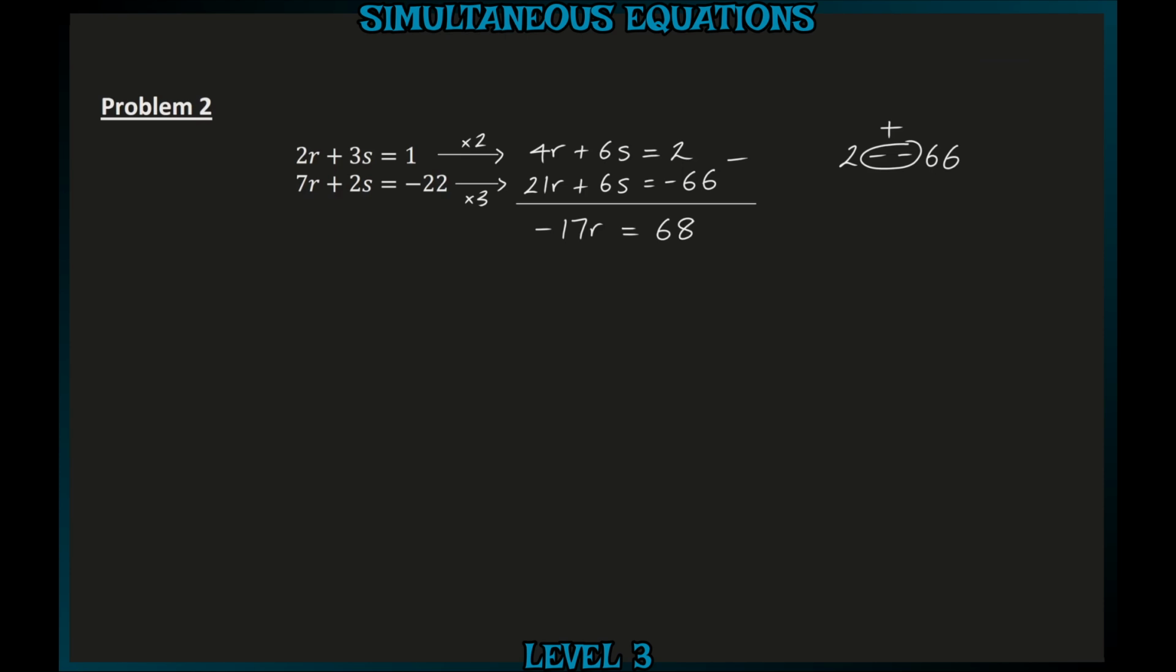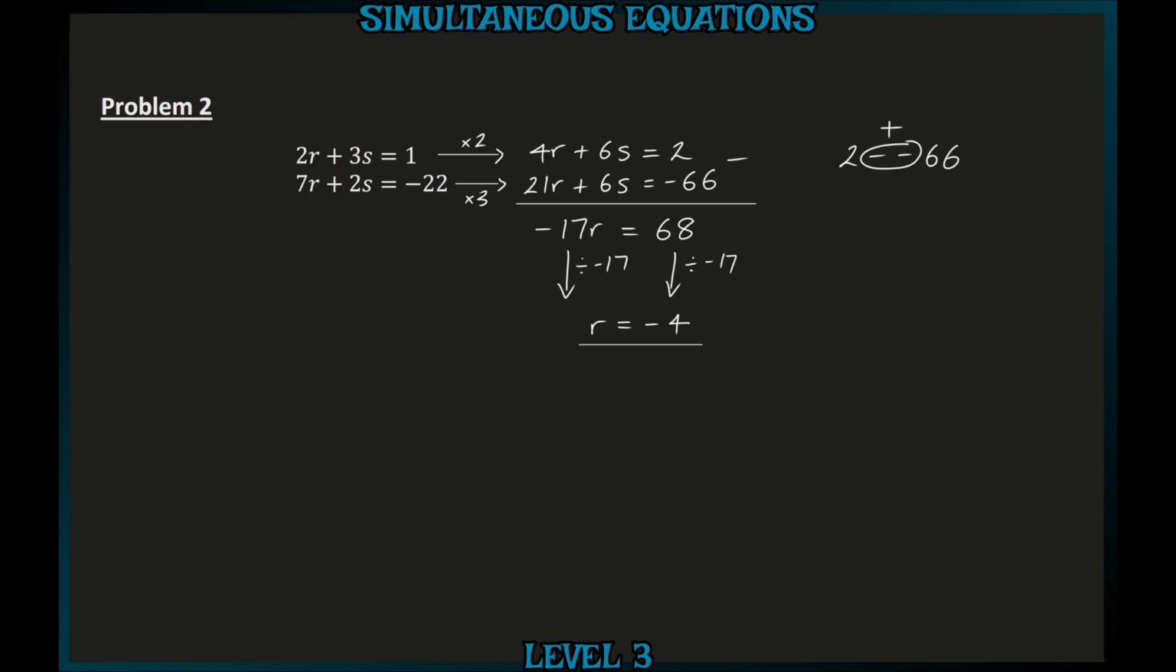We can now find r by solving this equation, and we need to remove the minus 17 from in front of the r, and we can do this by dividing by minus 17 and doing exactly the same on the right. On the left, the times minus 17 and the divide by minus 17 cancel out to leave us with r. 68 divided by minus 17 gives us minus 4. So r is equal to minus 4 is the first part of our solution.